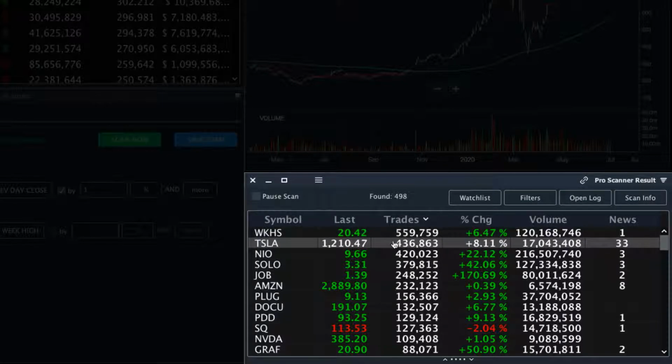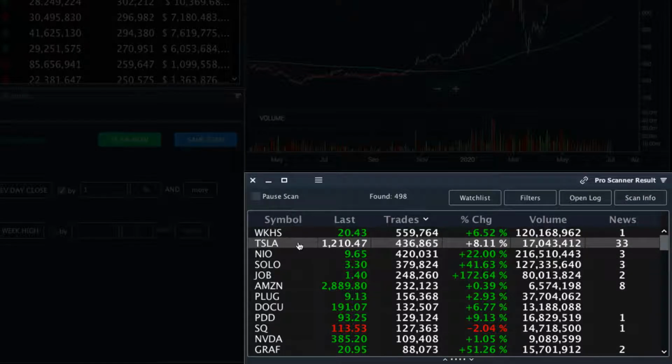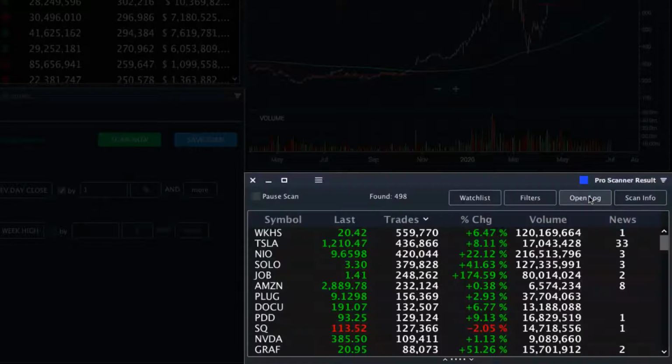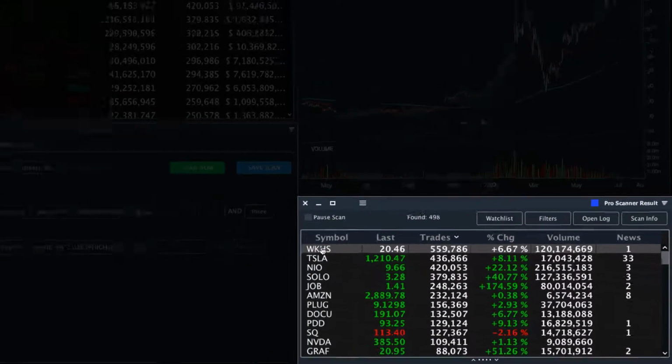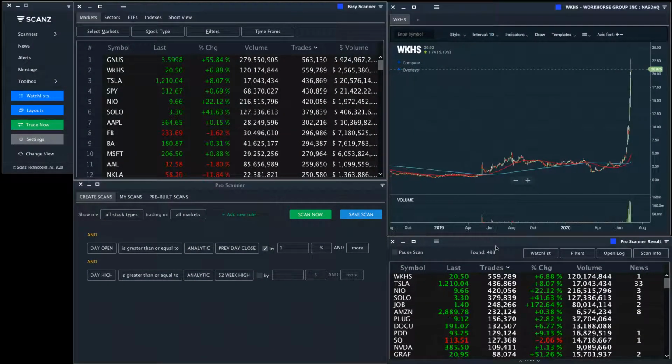Once again, I have these organized by the number of trades, so I can see which stocks are the most active. If you look, we can see Tesla right here because we entered parameters in our scan that are similar to that of Tesla. I can link this to my chart window and start clicking through some of these. I can see WKHS recently set a new 52-week high while breaking out.